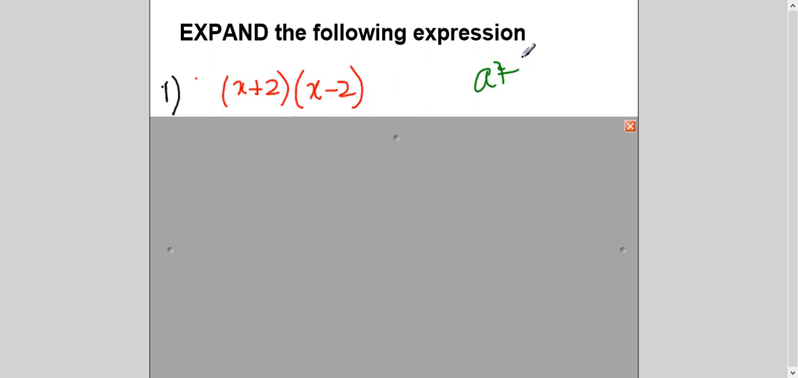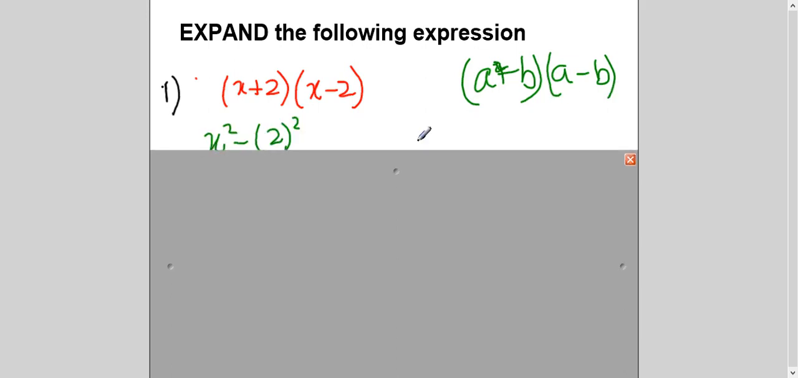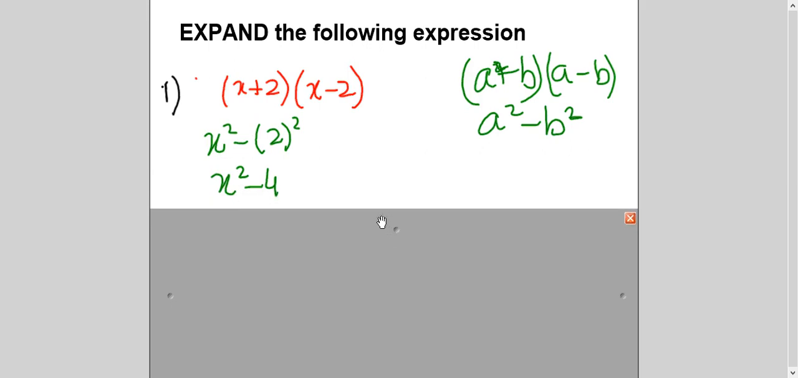(a plus b), not square, and (a minus b). So what does it remind you? This thing equals a square minus b square, right? So the moment you see any expression of this type, you should recall the algebraic identity. So it is x square minus 2 square, because this is your a and b, just the same form. So it will become x square minus 4. So both ways you can expand: straight away apply the algebraic identity, or expand it.